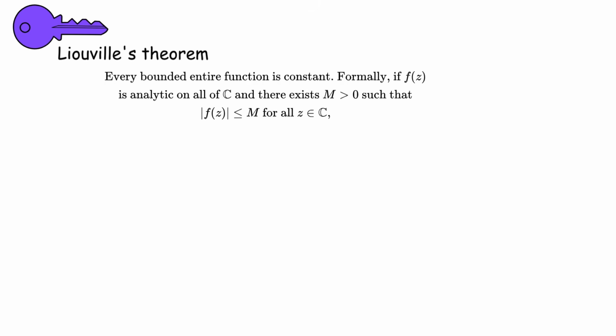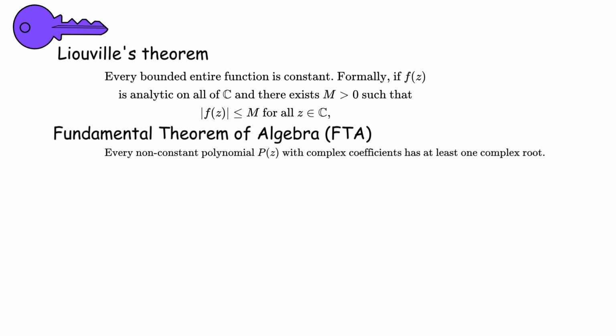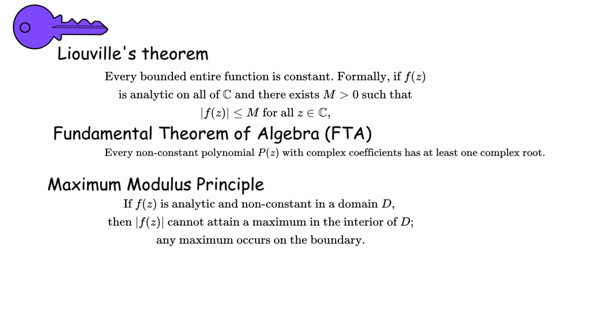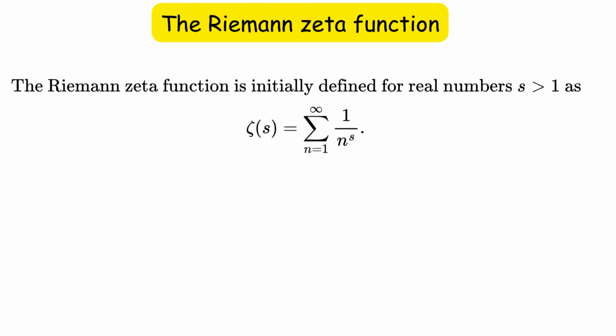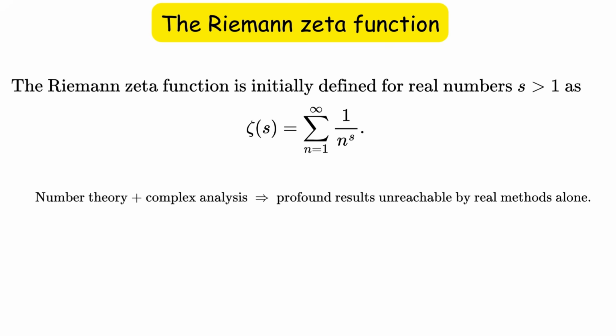Key results include Liouville's theorem stating that bounded entire functions are constant, the fundamental theorem of algebra proven through complex analysis, the maximum modulus principle, and the Riemann mapping theorem. Complex analysis applies to number theory through the Riemann zeta function, providing elegant solutions to problems intractable in real analysis.